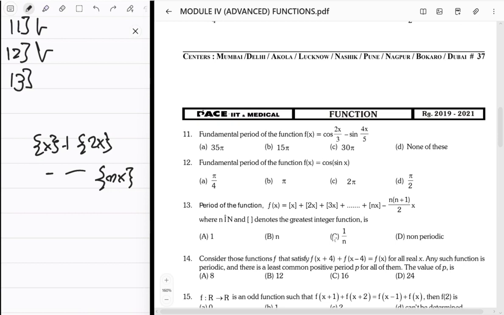Okay, 1 is clearly a period. Is n a period? Oh, it's not. Oh, it is periodic. How can you say it's non-periodic? Okay. n, yeah, that is a period, but that's just bigger than 1, so disqualified. 1 upon n, that's a period for this guy. Is it going to work for all of these? I don't know.